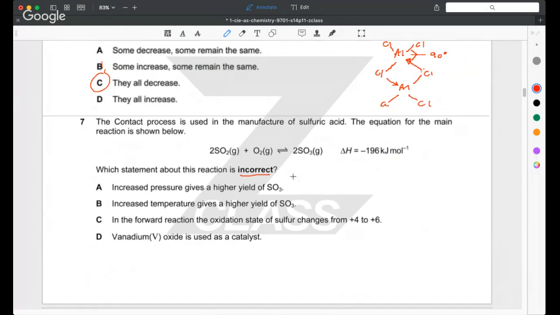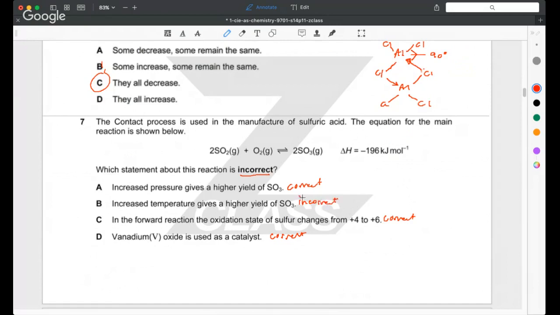And if you go through all of these, well, that's a correct statement. Just Le Chatelier's principle. That's a correct statement. That's a correct statement. Okay, so they're all pretty obviously correct. So this one, even if we didn't test it, we should know by inference that that's the incorrect.